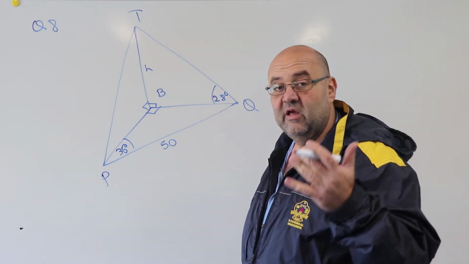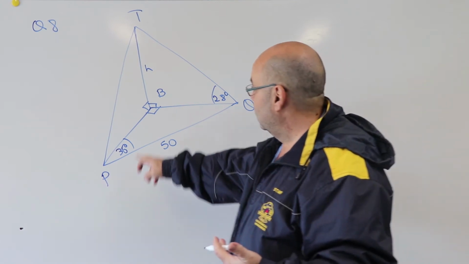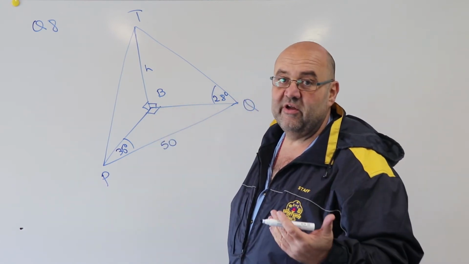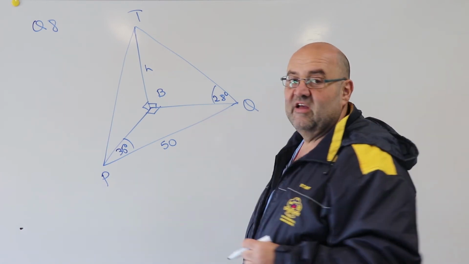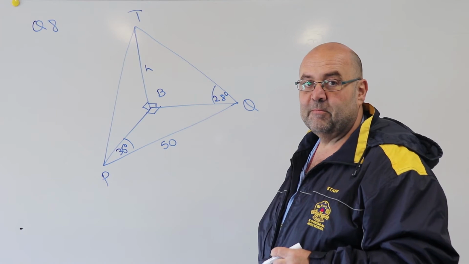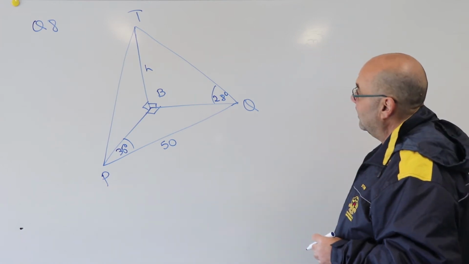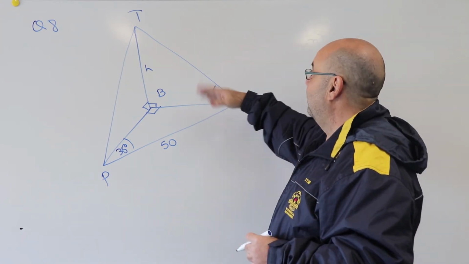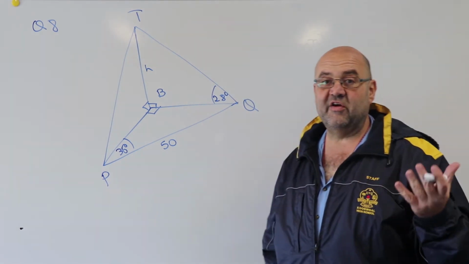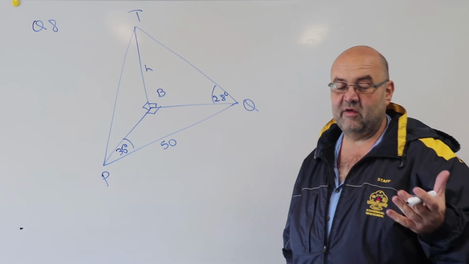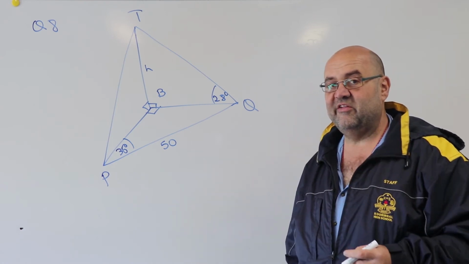So if you're at P and you're facing north, looking at the base of the tree, you need to turn through an angle of 36 degrees to be facing Q. And then the angle of elevation of the top of the tree from Q is 28 degrees. With just those facts, they want us to find out a few different things about this scenario.